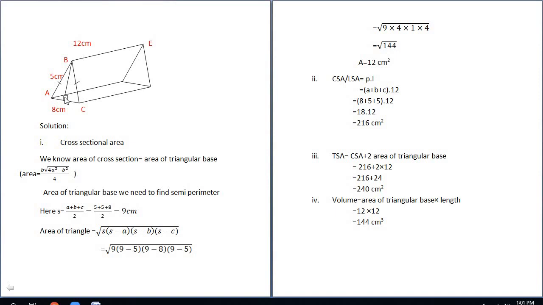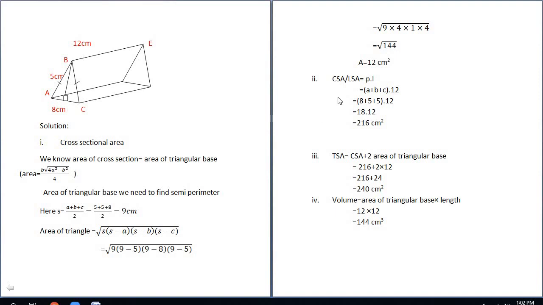Also, we can see here this is a right angle triangle. By using the Pythagoras theorem, we can find the height of this triangle, and after getting this height, we can use the formula half base into height. You will get the same value.